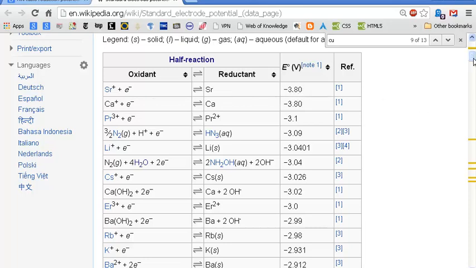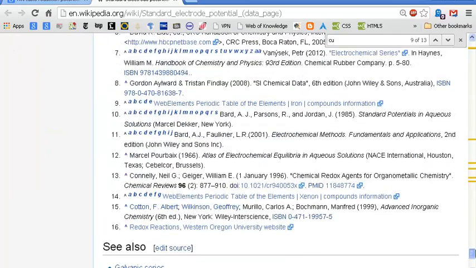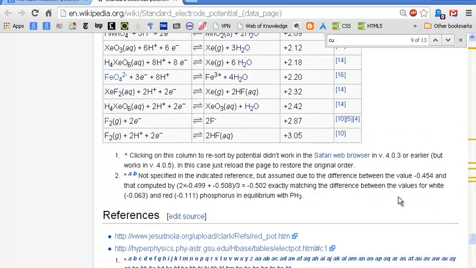If we go down to the other end of the table, what we find here, let's look at this one. Put an electron on fluorine, that has a very positive reduction potential. So fluorine likes to have an electron on it. It's highly electronegative and so on.